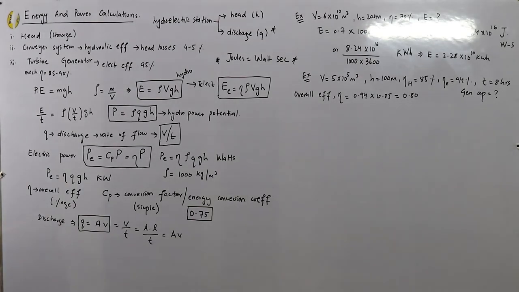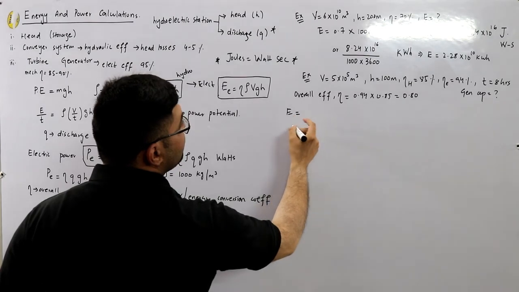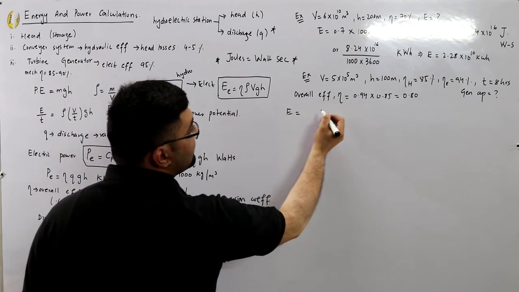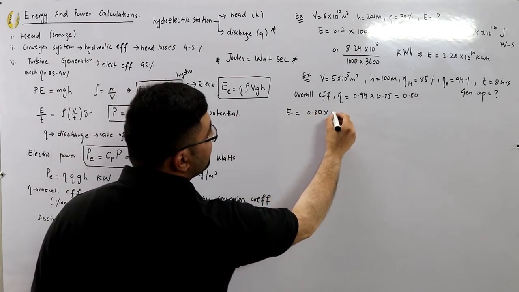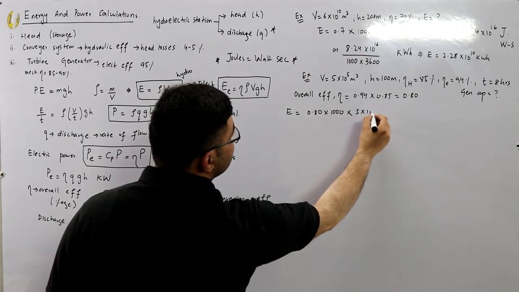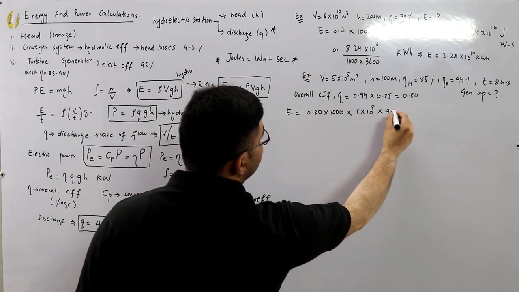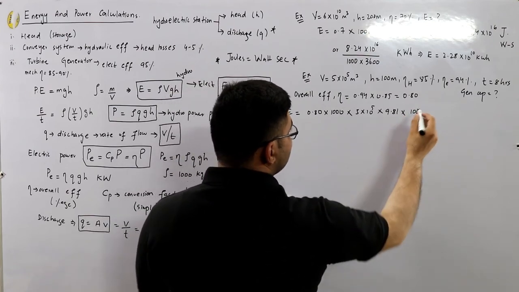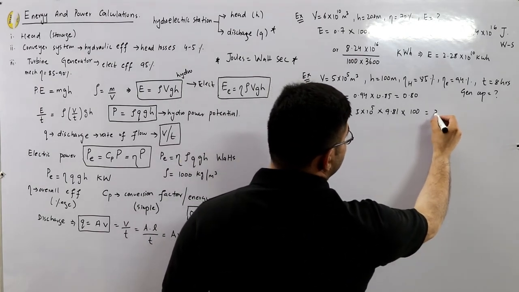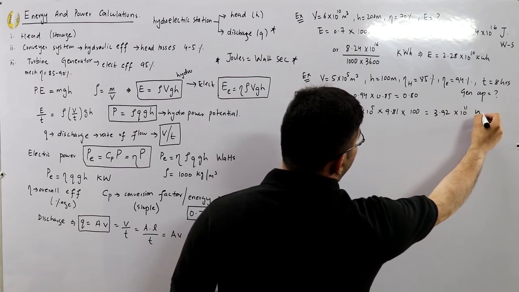Now you calculate the energy units again by the same formula. E is equal to eta rho VGH. So eta is given, 0.80, multiply rho is 1000, multiply volume 5 into 10 to the power 5, G is 9.81 and H is 100. So this comes out to be 3.92 into 10 to the power 11 watt seconds.